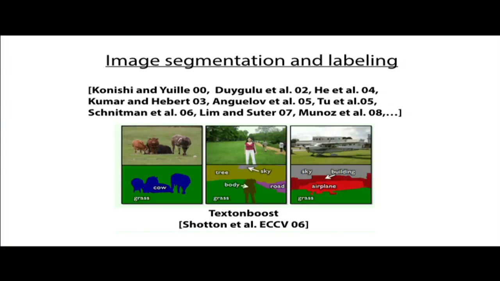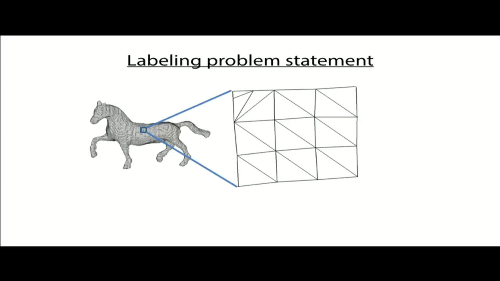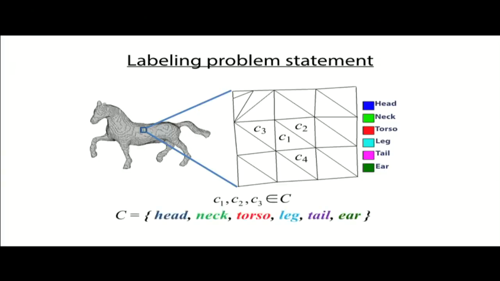In particular, we were inspired by a method called TextonBoost, which is one of the first vision papers to do the semantic labeling of segmenting and naming the parts in scenes. And so we sort of transferred that to surfaces. Given a surface, we have one variable for each surface face. We want to name all of them. So C1 should be one of these six variables. C2 should be one of them, and so on.